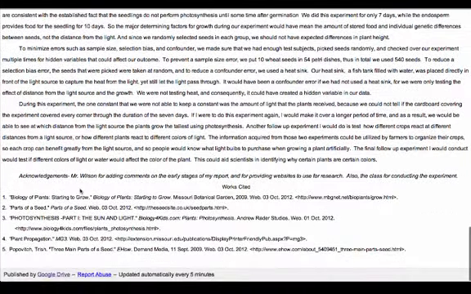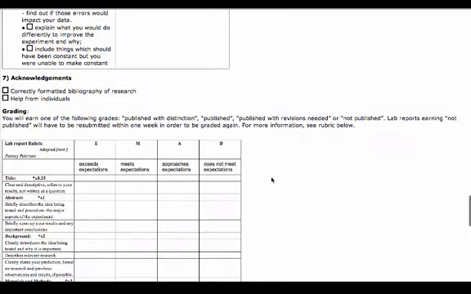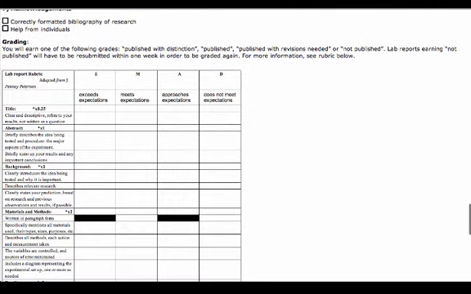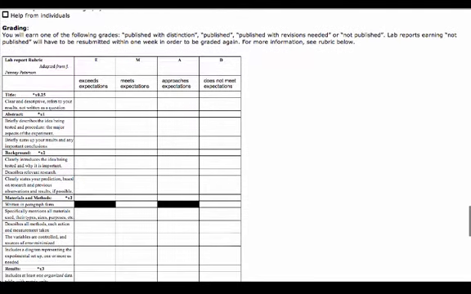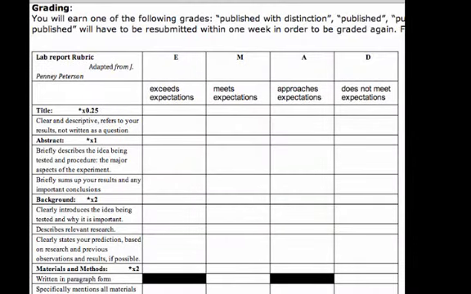Notice the lab report ends in an acknowledgement and a bibliography, and make sure your bibliography is properly formatted, and you can see that here with the acknowledgement and bibliography. In your lab report guidelines at the very end is a rubric. This is a similar rubric to what was used in 7th grade, so it should be no surprise to you. But on the rubric, I will mention a few things.